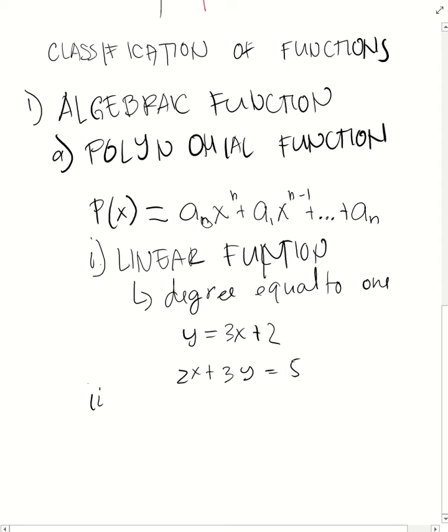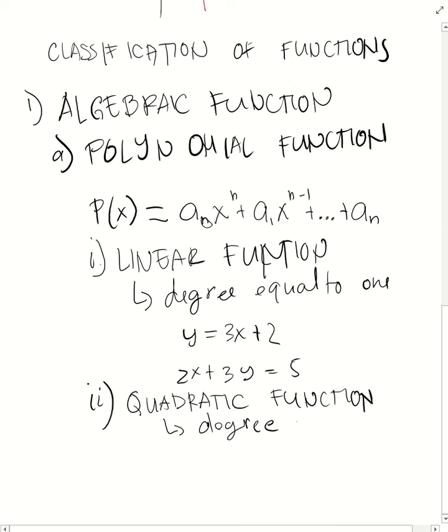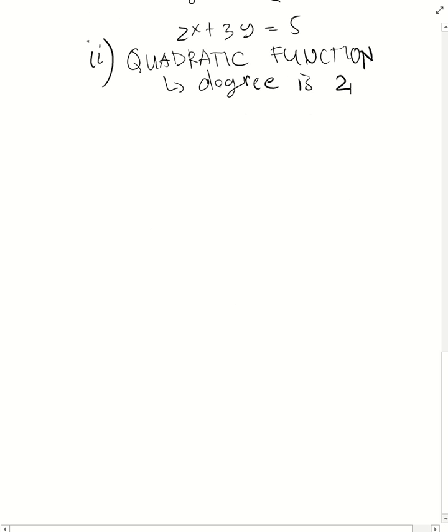The next one is, if the degree is equal to 2, we call it a quadratic function. Quadratic. So if the degree is 2, we call it a quadratic function. An example is y equals x squared plus 3x plus 5. So you know how to determine the degree of a polynomial: you just look at the highest exponent, then that will be its degree.